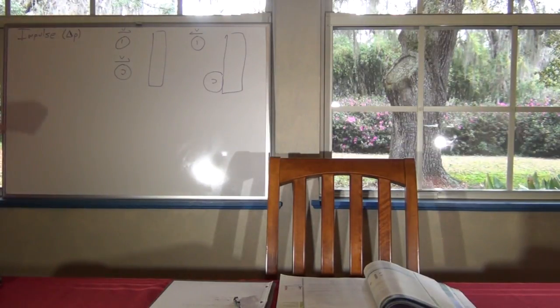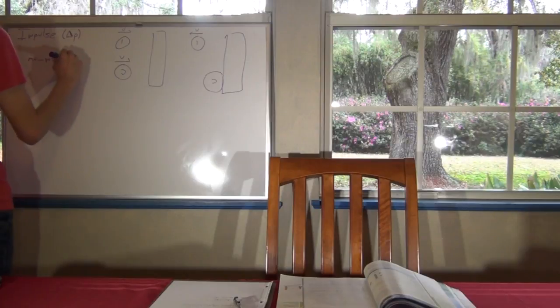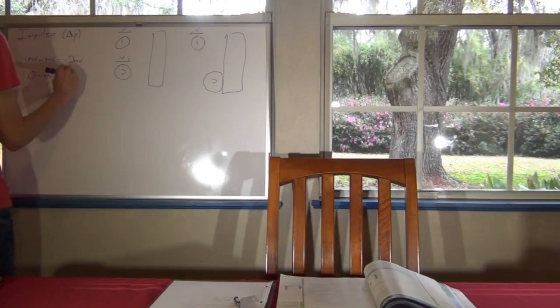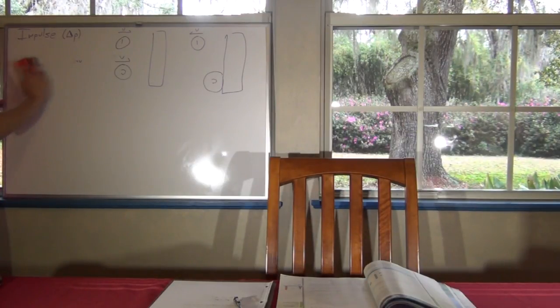Well, find the impulse for each of those. You get m times negative v, so negative mv for ball 1, and then you subtract your initial, which would be positive mv, which ends up equaling negative 2 mv. And then for the second one, well, what's your final? Your final was just 0, and your initial was mv, and you get negative mv. Bam! It's very simple to find your impulse, but what's important about it is how it relates to force.